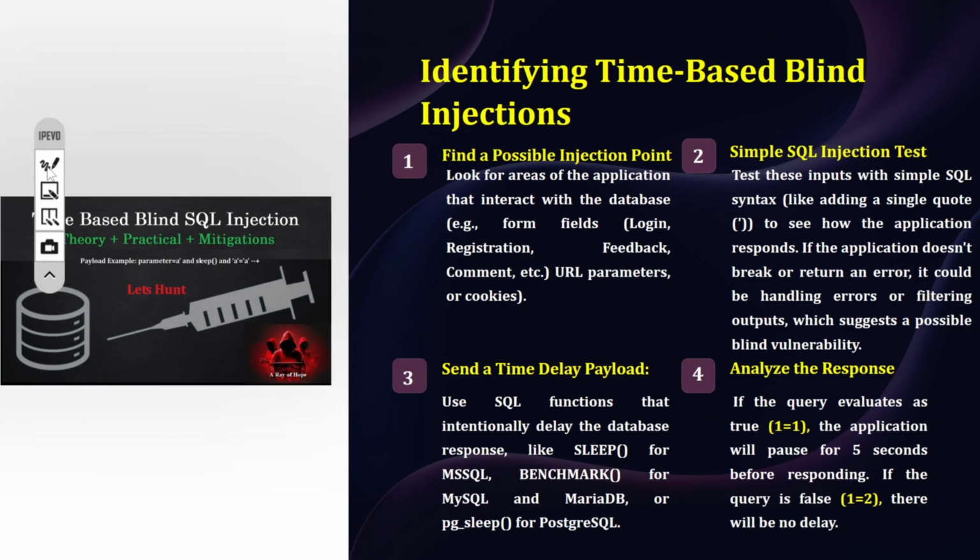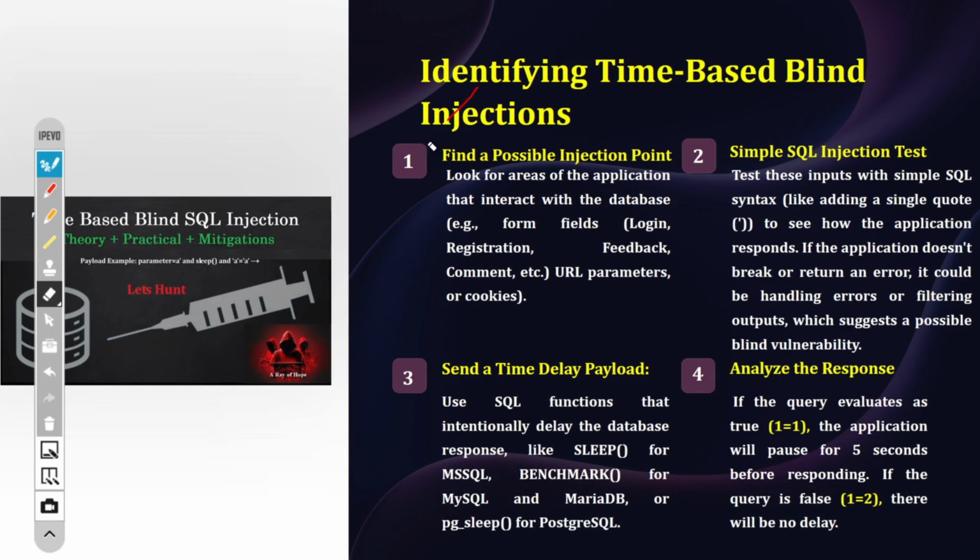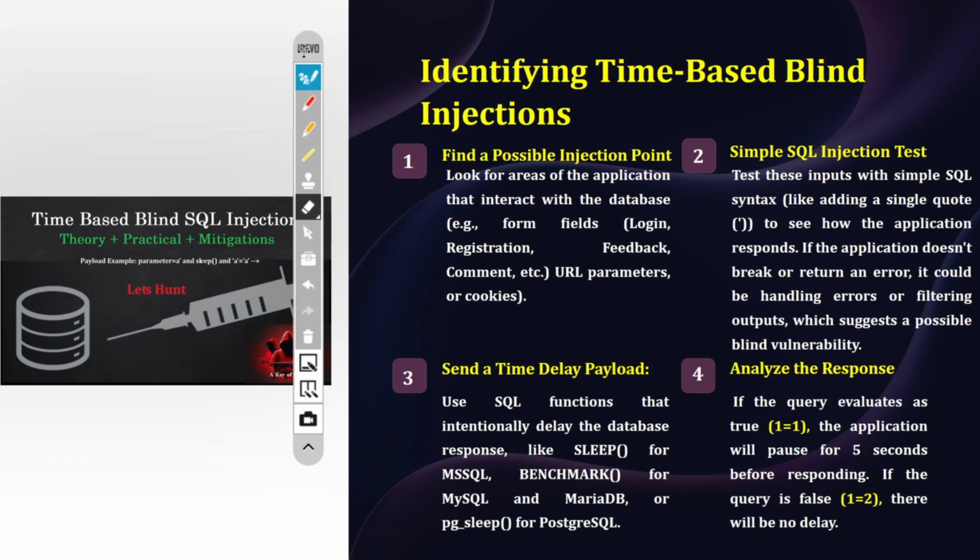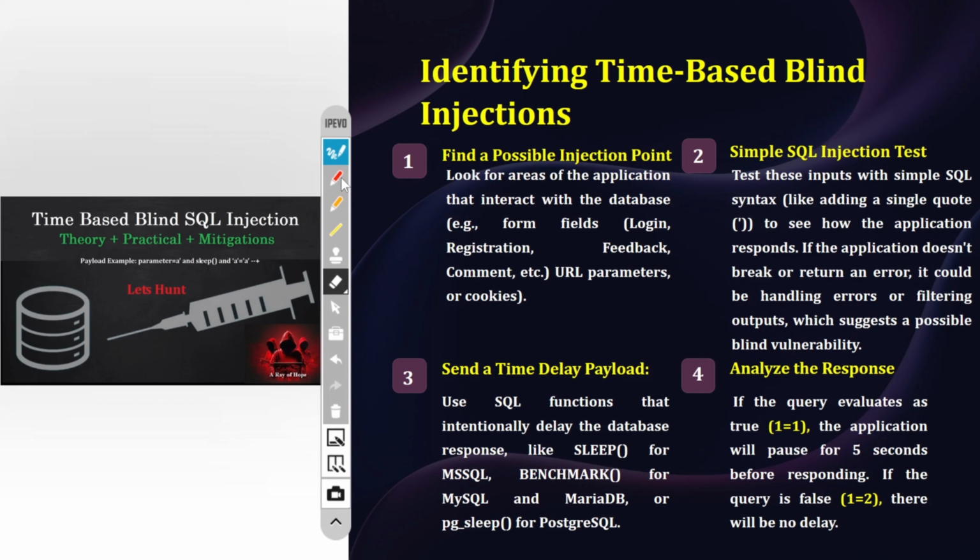Okay, how to identify it? This is one of the important things. Because there are no possibilities, it is not showing anything, not even true and false statements, so how can we identify it? First and foremost, it is very important to look for areas or applications that interact with the database, like form fills, login, registration, feedback, comments, notifications, and so on. You can find several injection points. You just need to go through the application.